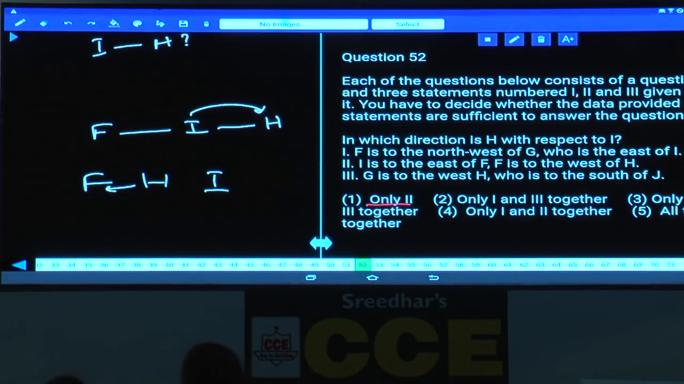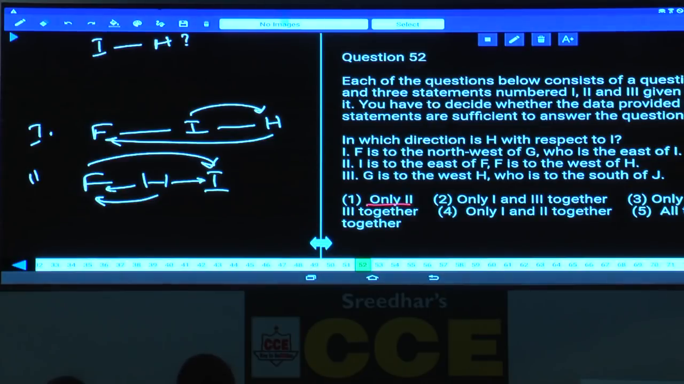Now tell me whether the condition is valid or not. I is to the east of F and F is to the west of H. Here also F is to the west of H. Then what is your answer here? In the first case, tell me in which direction is H with respect to I? East. Now in this one, H is in which direction with respect to I? West. Am I getting a unique answer here? No. Hence the answer could be either east or west. Isn't it? Hence what is your answer here? 2 alone is not sufficient.